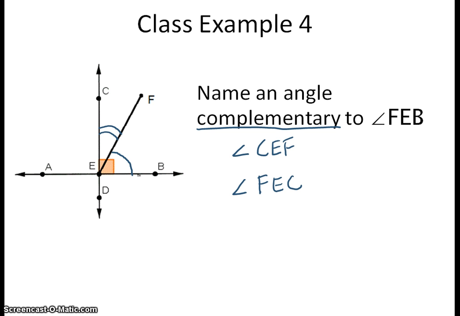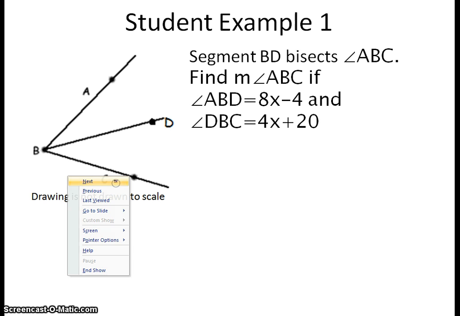I could not name this angle E, because then I could be referring to this angle, to this angle, to this angle, to this angle, or to this angle. So when your vertex point is shared by a bunch of different angles, you have to use 3 letters to name your angle. All right, let's move on to student examples.